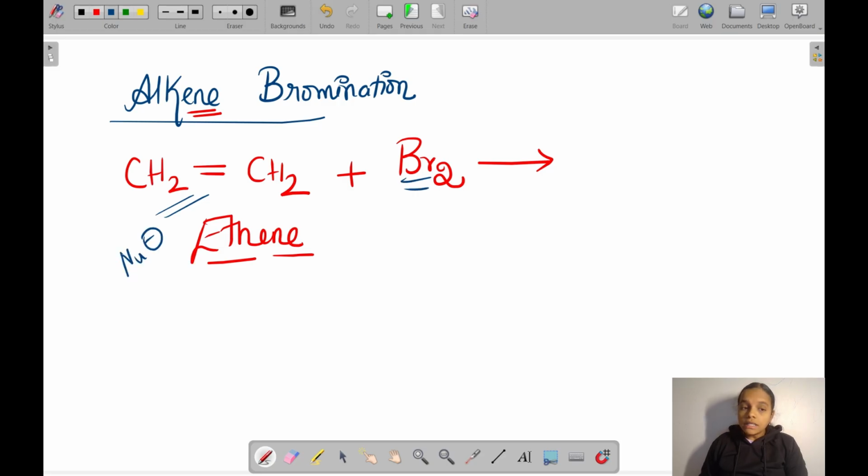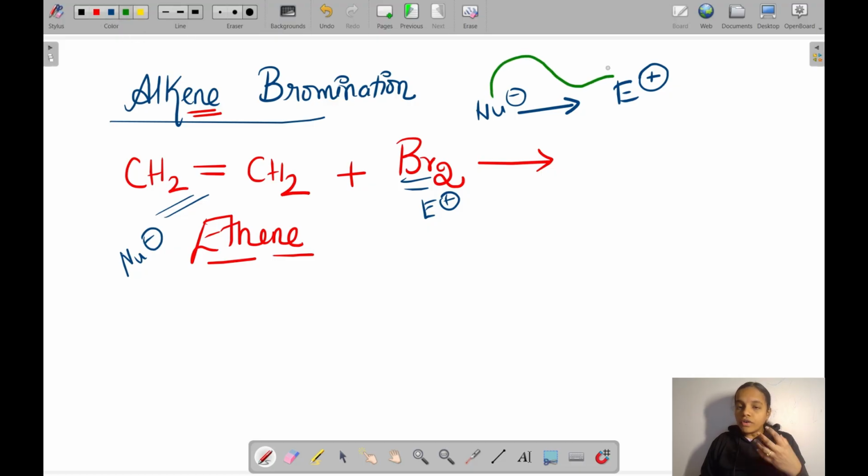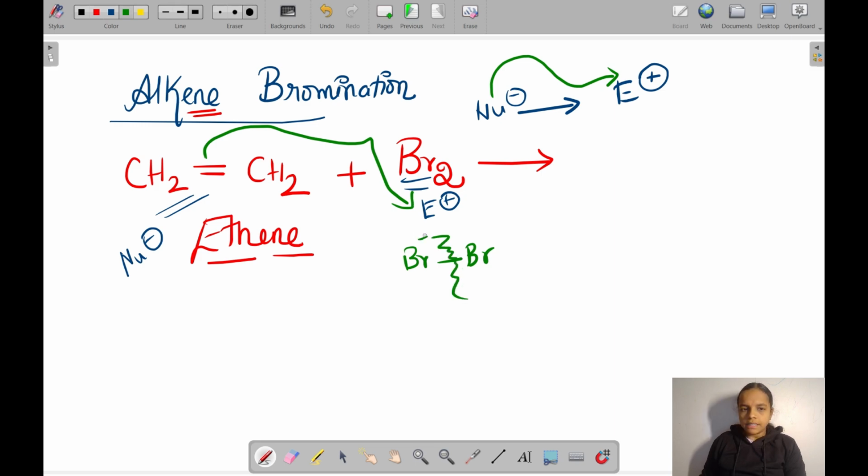So what happens? The electron movement always takes place from the nucleophile towards the electrophile. So the reaction has to take place from the nucleophile to the electrophile because the nucleophile has the ability to attack and the electrophile has the ability to get attacked. So this nucleophile comes and attacks the Br2, the Br-Br bond. It breaks the Br-Br bond leading to Br plus and Br minus. So then there is a formation of a bromonium ion.